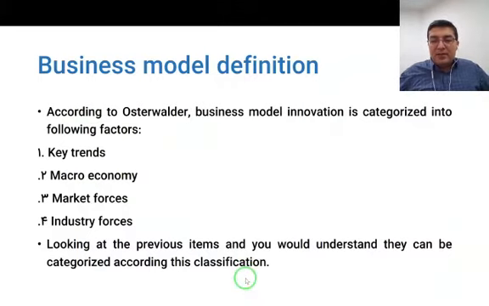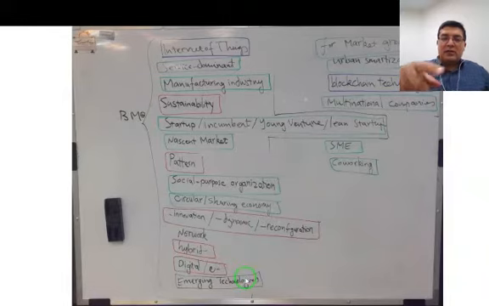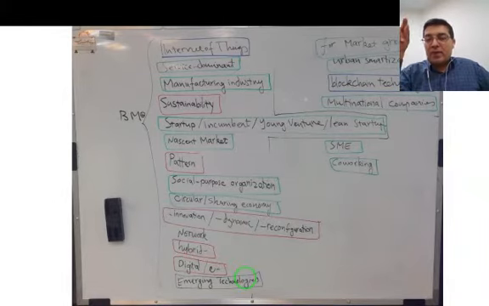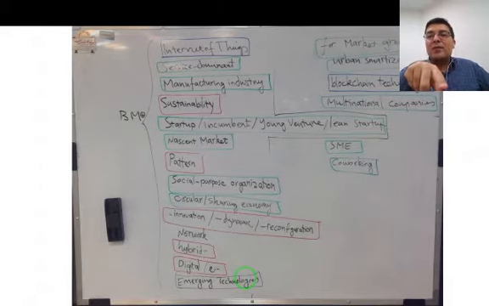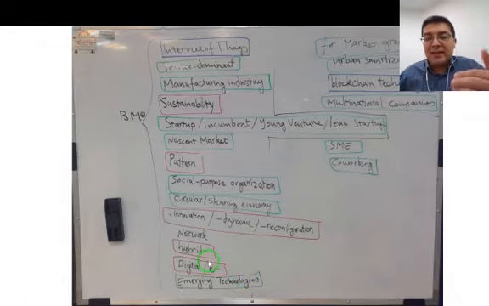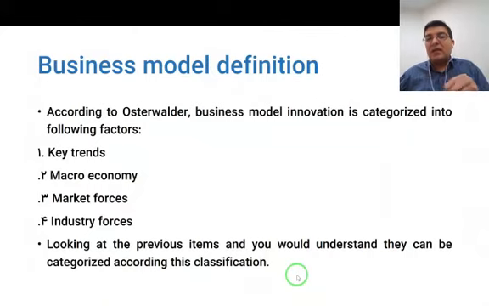In the previous discussion, I told you that I Googled for a business model and found other topics related to it. These words come with business model for me. I wanted to understand how they are related to business model. I referred to Osterwalder in the topic of business model innovation. He said that there are four trends, four factors that affect business model: key trends, macroeconomy, market forces, and industry forces. All of them are familiar to people who are in business.